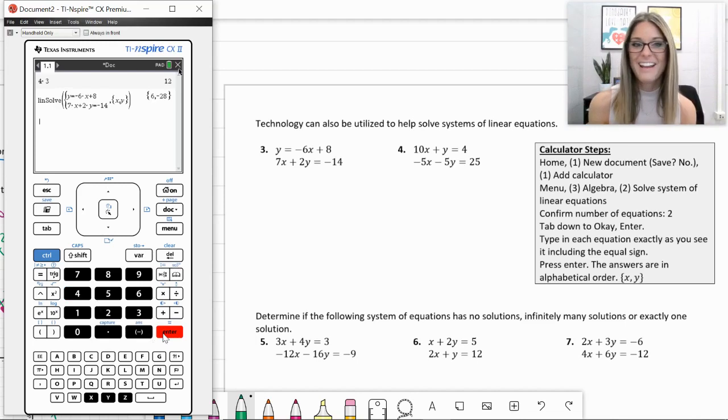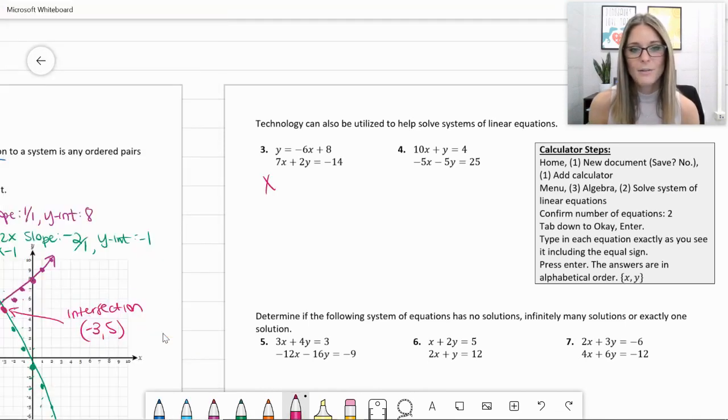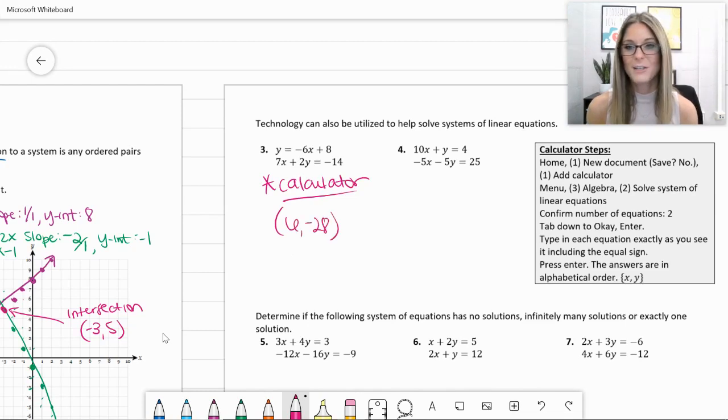And voila, the answer is 6, negative 28. Ta-da! How great is that? So when we are in a test setting and you are crunched for time where you could possibly make arithmetic mistakes along the way, you have this lovely function on the Inspire calculator. 6, negative 28. I'm going to make a note here on our notes that we use the calculator. And we got 6, negative 28 as our answer, where 6 is x and negative 28 is our y value.